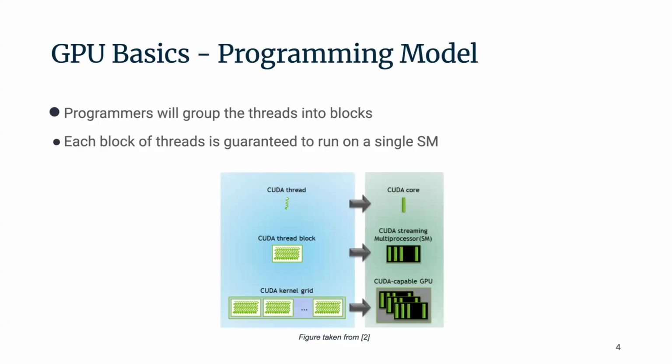So, how to program a GPU? Programmers will group the threads into blocks. In PTX, they're also called CTAs, which I forgot what they stand for. Each block of threads is guaranteed to run on a single SM. So this whole kernel consists of multiple blocks, and they get dispatched to a GPU. Each block is assigned to a single SM, and each thread is assigned to a single CUDA core.